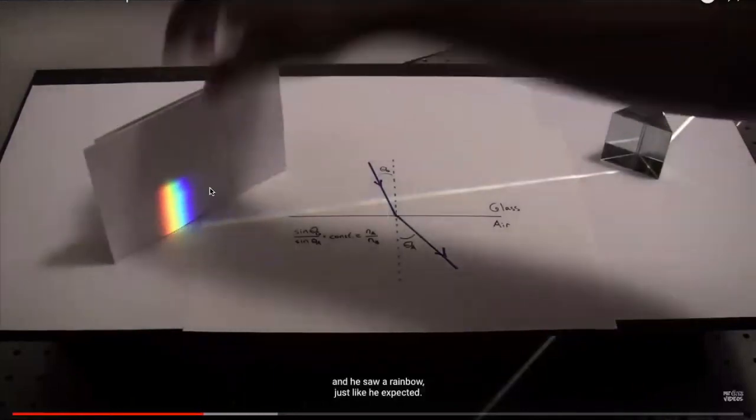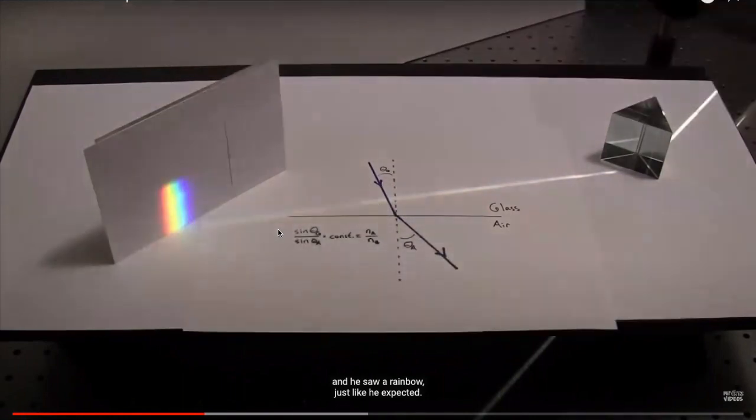Just see how beautiful. White light is coming from here. After it passes through the prism, you can see that it has split into several colors. First color is red, yellow, green, orange is there in the middle. So it's Vibgyor. It has split into 7 colors. It starts from violet, which is a little dark, blue, indigo, green, yellow, orange, and red. Okay. Just like he expected.